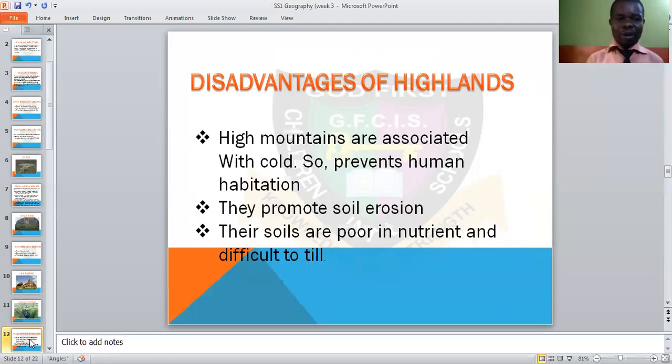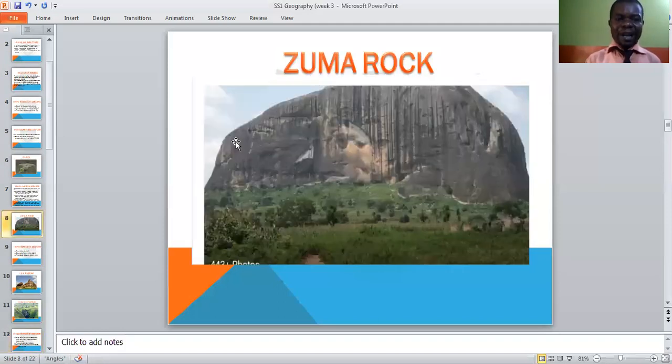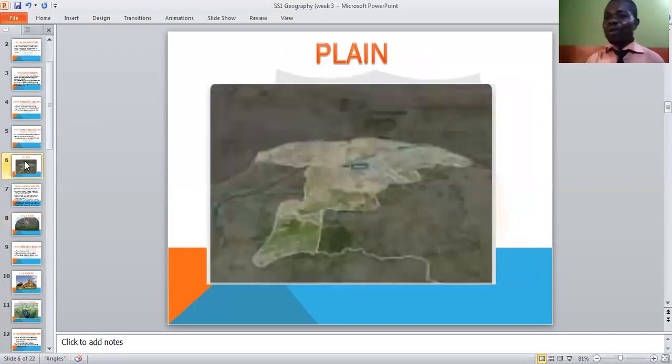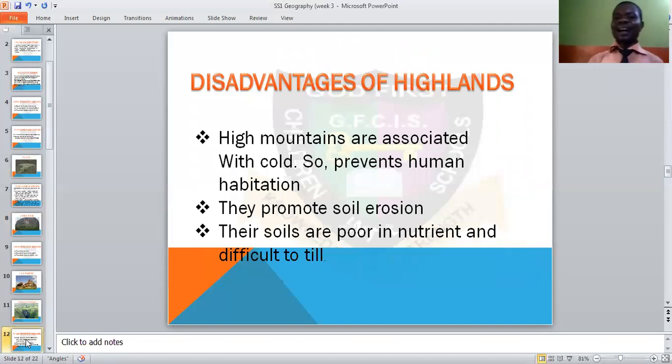They promote soil erosion. That is, this particular one you are seeing here. If the rain is coming, it washes here. And so because this place is built up, it can be compared to this one that is plain. You can see how level it is. The land within here will be eroded by the rain that comes from that place. That's what we mean by that. And their soils are poor in nutrients and difficult to till because of the nature of the area. It's like you are digging a rock. You hardly dig the soil. That is what we mean by that.